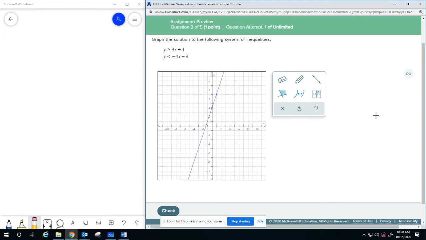Now, do I want a solid line for this? The inequality is a greater than or equal to, so yes, I want a solid line.